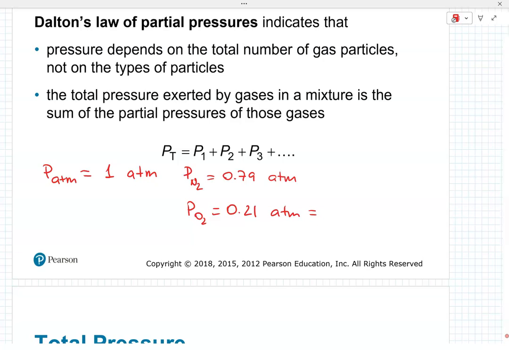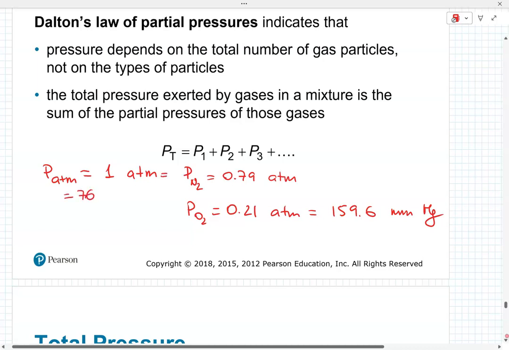If you replace it with millimeters of mercury, I can't do it for nitrogen, but I can fairly easily do it for oxygen. So it's going to be 159.6 millimeters of mercury. Oh, out of 760. Okay, does that make sense?